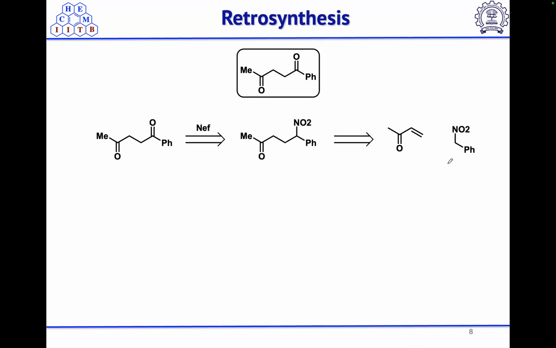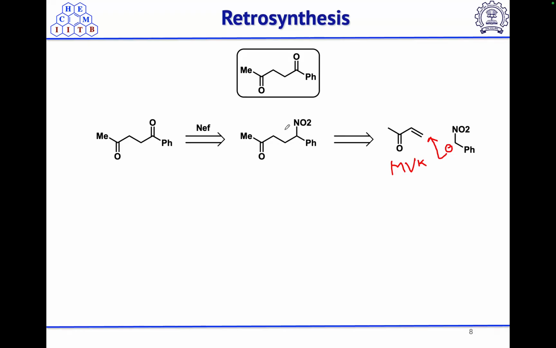If you treat this nitro derivative with any base, you can do this Michael addition reaction. Michael addition means you generate a carbanion and add it to an alpha, beta unsaturated carbonyl compound. This is methyl vinyl ketone, MVK. If you add this nitro derivative carbanion to MVK, you will get this Michael addition product.